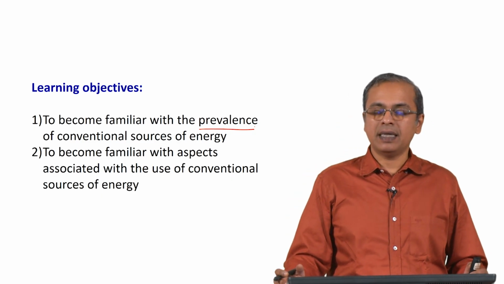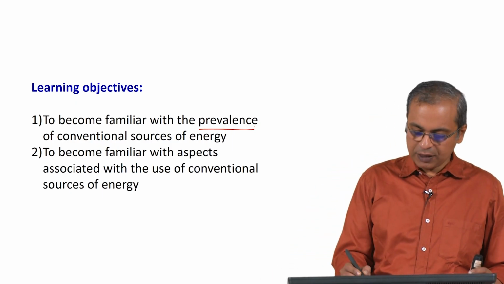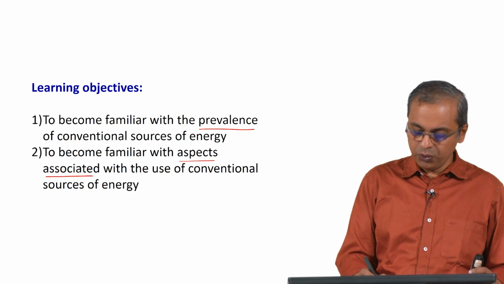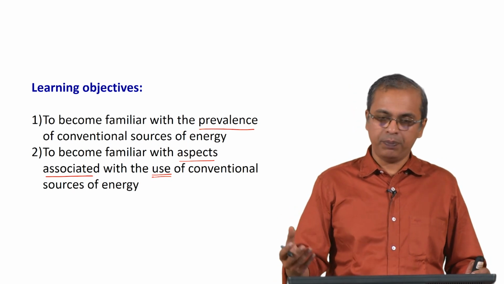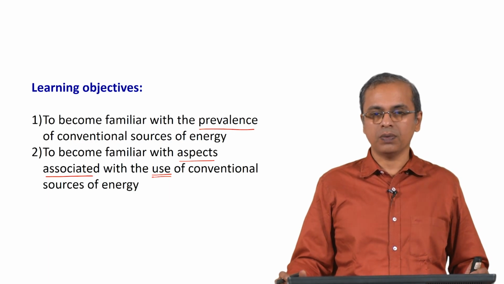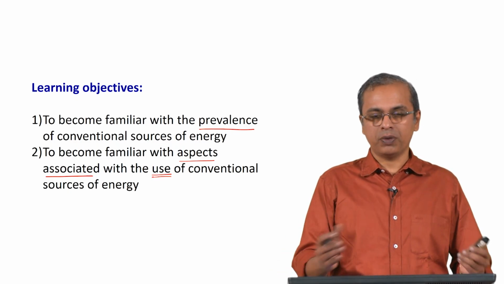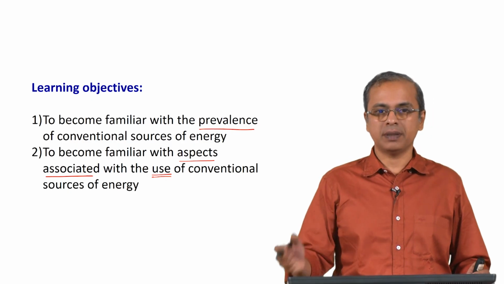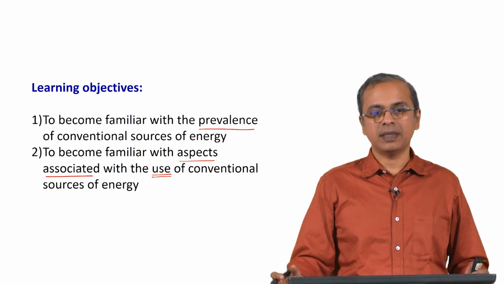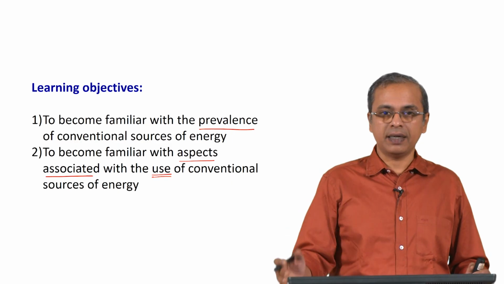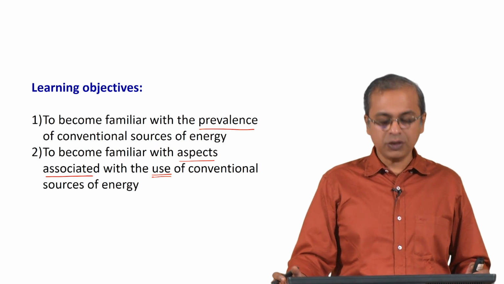The second aspect that I would like you to look at as we go through the content of this class is to become familiar with aspects associated with the use of the conventional sources of energy. There is always a lot of talk about them, and quite possibly you have read several articles about, say, global warming or many other aspects associated with it. But I would like to take this occasion to formally put across some ideas, points and information that exist on these sources of energy, and which indicate the aspects associated with the use of these conventional sources of energy and their existence in our commonplace activities. So, these two would be our learning objectives.